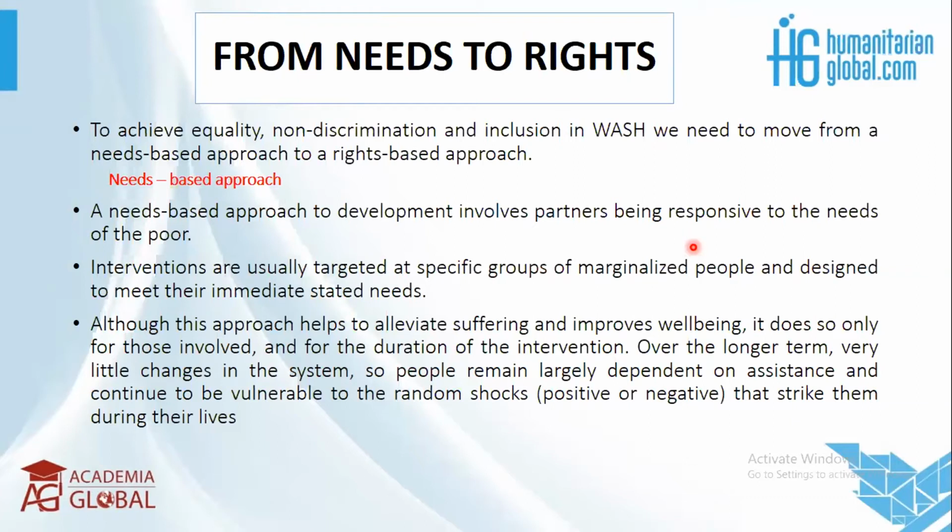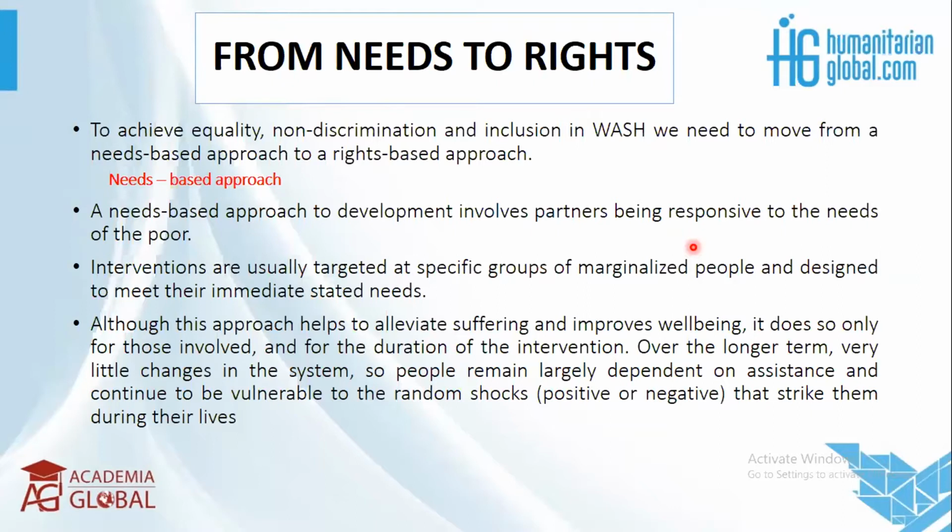As I said, it's usually more immediate needs. It doesn't look at the long term. If you look at the long term with this needs-based approach, there is usually very little change in the system. So people usually remain dependent on assistance, and they continue being vulnerable to the random shocks that strike them during their lives. So the needs-based approach is not very sustainable, and it's usually very short term, because it just looks at short-term interventions for a certain group.